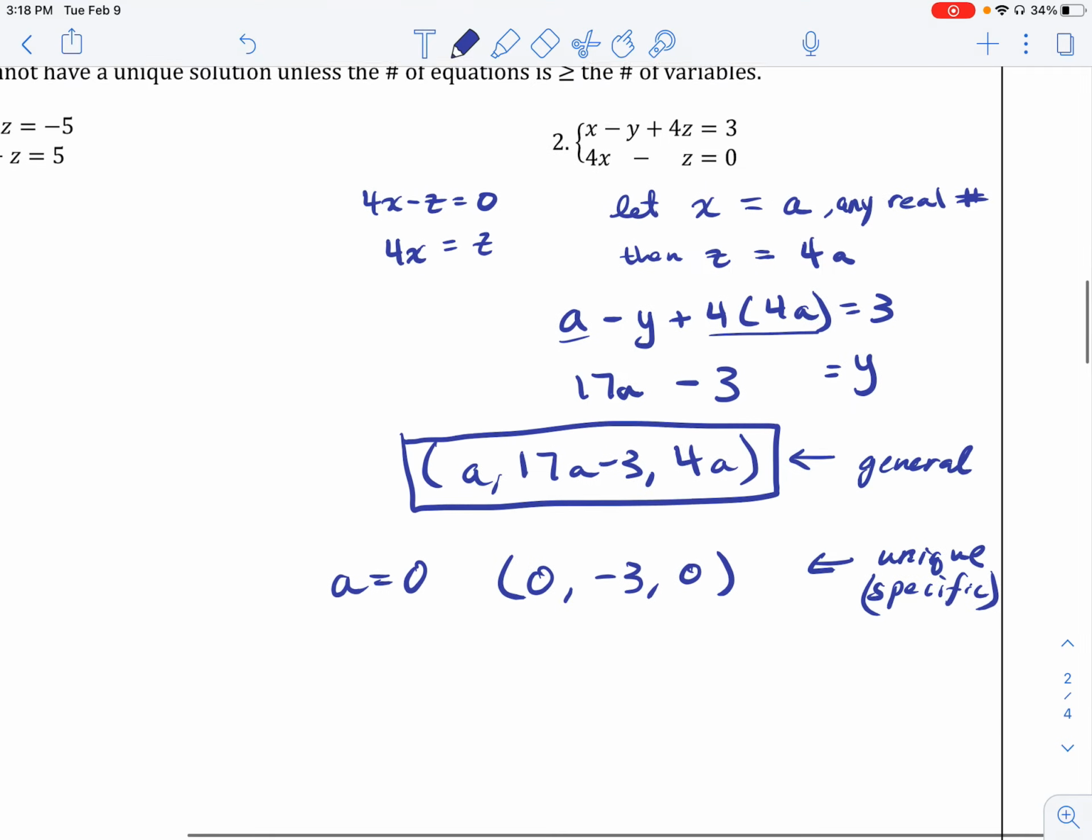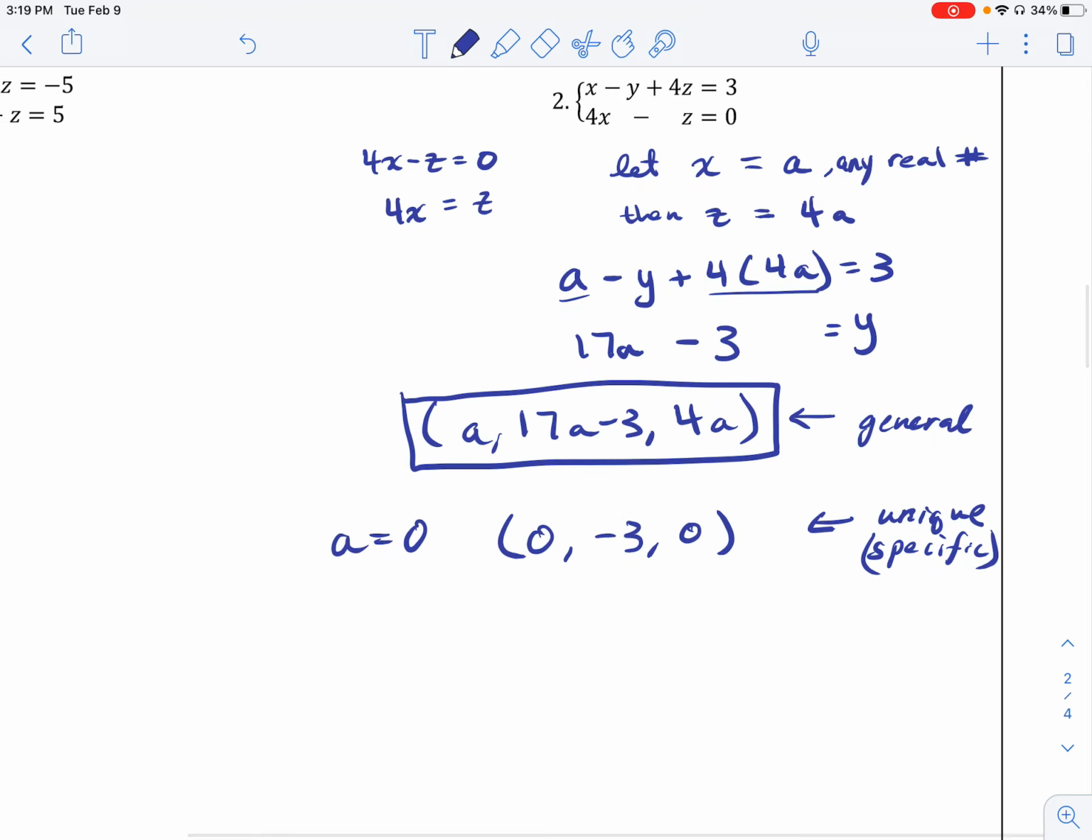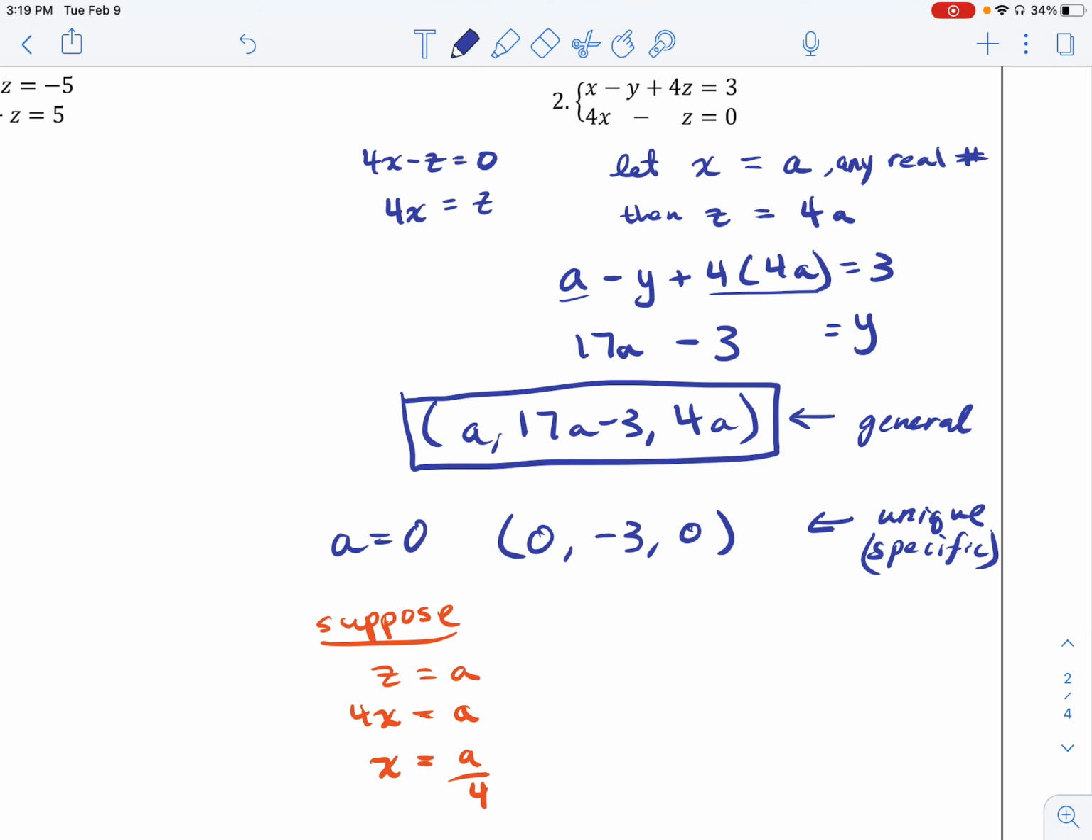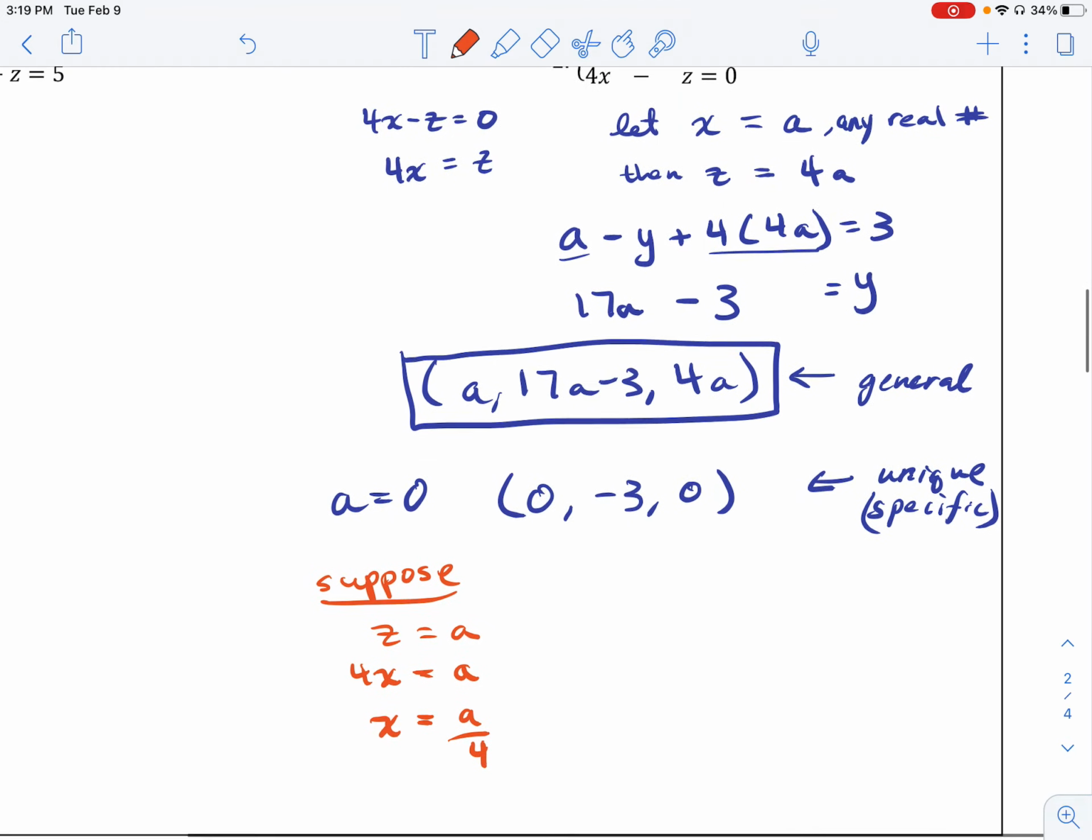Now to go back, for those of you who wanted to use a different value for a, let's say, for example, those of you who wanted z to be equal to a. So let's just finish that up. What would that look like?